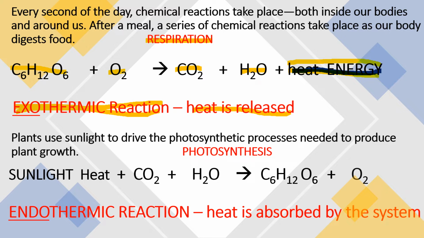Exothermic reaction. Now, plants use sunlight to drive the photosynthesis needed to produce plant growth. So here is the reaction of photosynthesis. Of course, sunlight, which is the source of heat, is absorbed by the plants, and carbon dioxide is needed by the plants, the one that we exhale, and also water is needed in order for the photosynthesis reaction to happen.